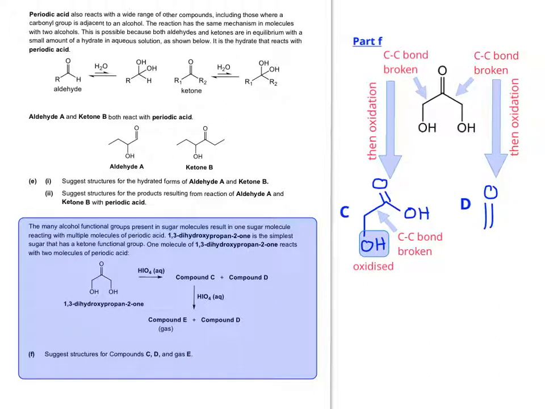Now we consider what happens to the product. This time we're looking at compound C. You can see from the reaction scheme it's still subject to reaction with HIO4. So again, C bond broken, and then the primary alcohol is oxidized. So we get compound D again. This time I have put in the whole displayed formula, not the skeletal formula like before. And that gives us also carbon dioxide. It's the only thing that's left over.